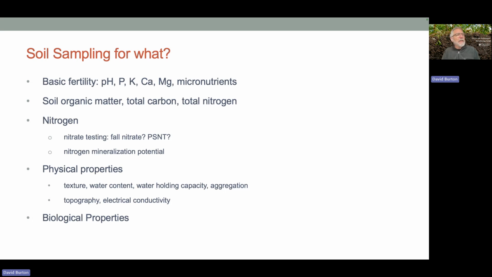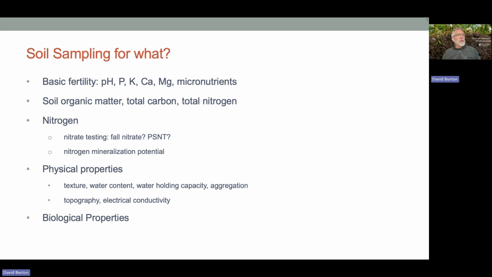We often may be sampling for physical properties as well, things like soil texture, water content, water holding capacity, soil aggregation and its resistance to rainfall disruption. Also, we increasingly are using other aspects of the landscape, like its topography as measured through LiDAR, or its electrical conductivity that says something a little bit about topography, but also the ions, and the amount of ions, that are contained in various parts of the soil and landscape.